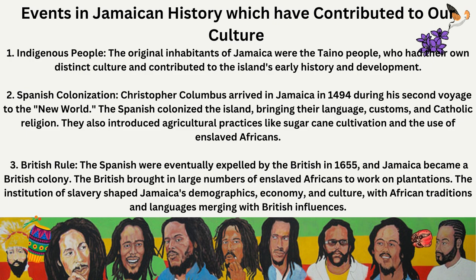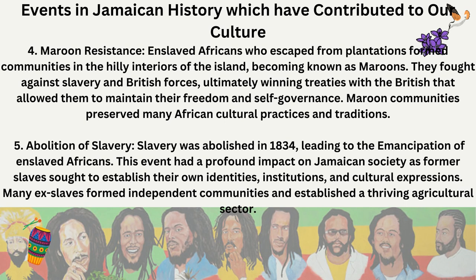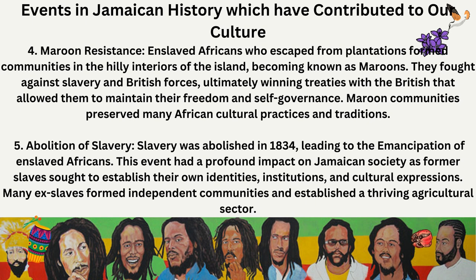Number 3. British rule. The Spanish were eventually expelled by the British in 1655, and Jamaica became a British colony. The British brought in large numbers of enslaved Africans to work on plantations. These institutions of slavery shaped Jamaica's demographics, economy, and culture, while African traditions and languages merged with the British influences.